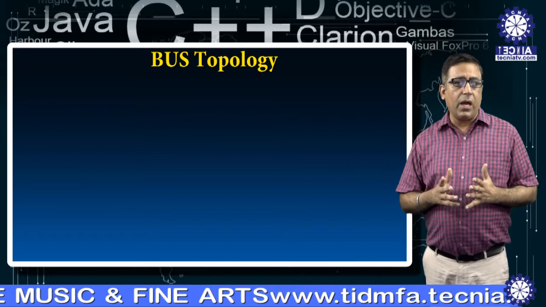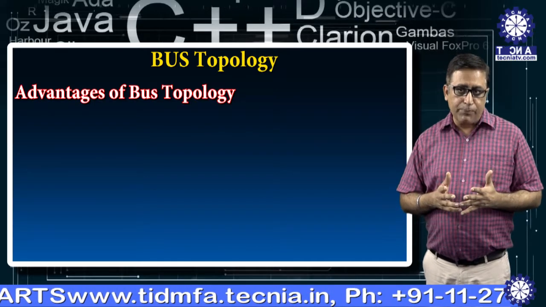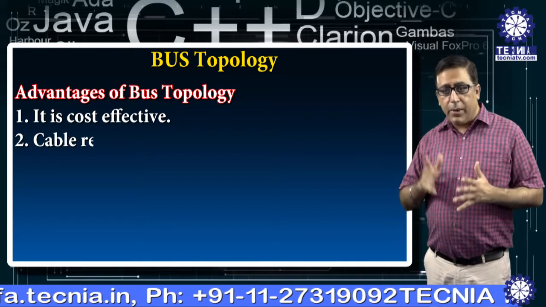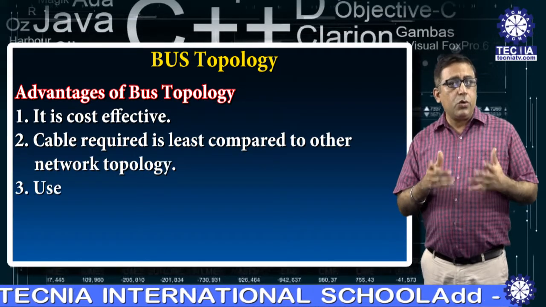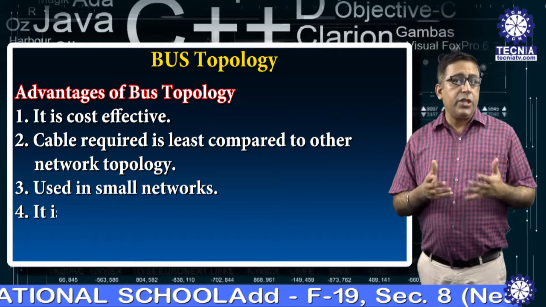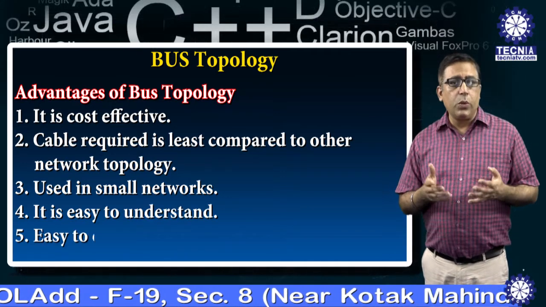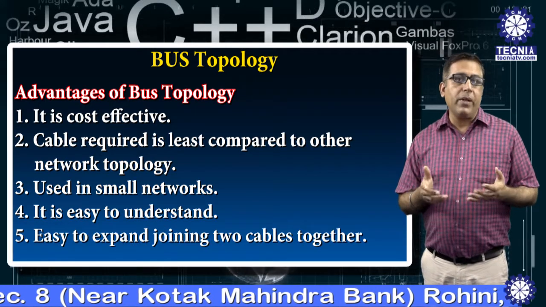Now we are discussing the advantages of bus topology. It is cost effective. Cable required is least compared to other network topologies. It is used in small networks. It is easy to understand. It is easy to expand, joining two cables together.